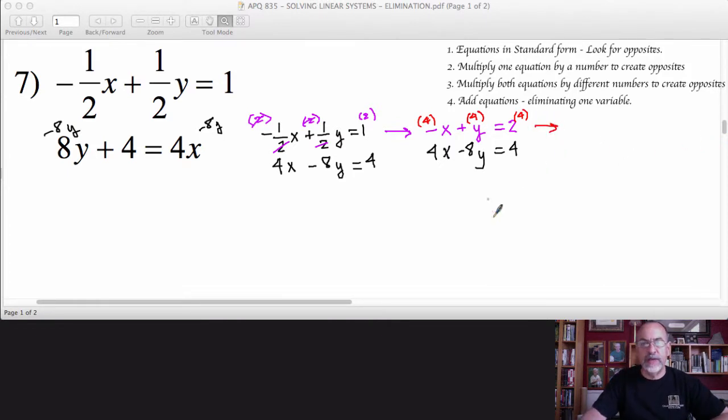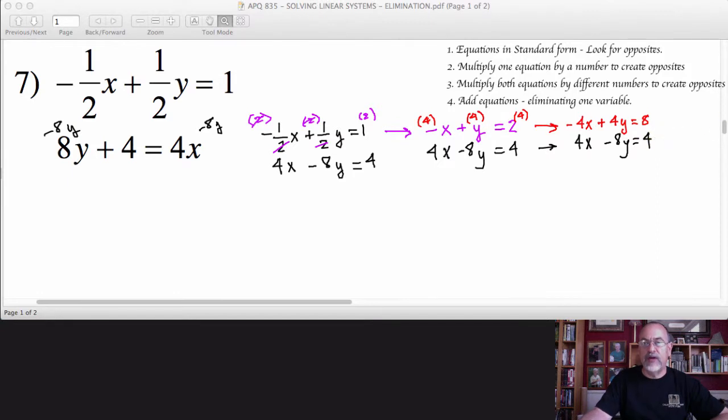So in doing that, I've got 4 times negative 1, which is negative 4x. I have 4 times 1y, which is positive 4y. And then I have 2 times 4, which is 8. The second equation is not being changed, so we're going to keep that. So 4x, there are my opposites. Then I have negative 8y. And then I have 4.